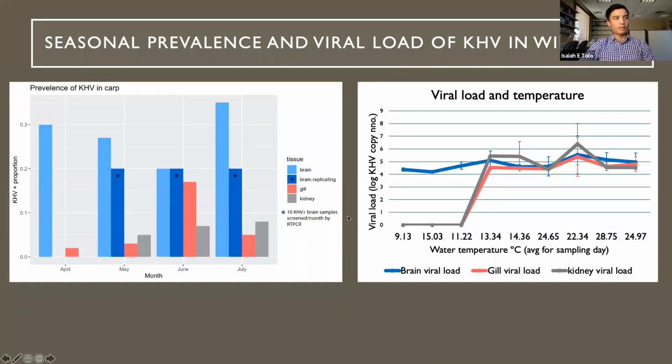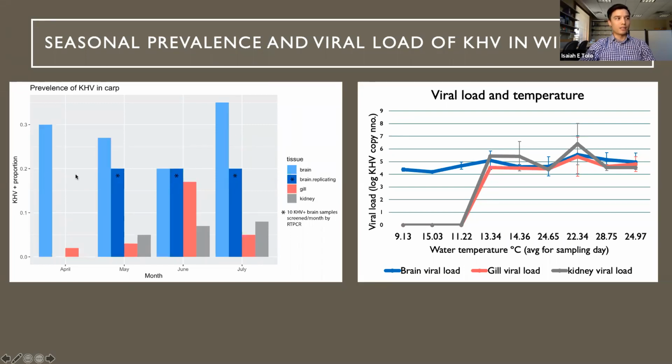Also, we found some interesting things about seasonal prevalence and viral load of KHV in wild carp. So looking at this left-hand chart, what we're looking at here is the proportion of fish that were positive for KHV in different tissues. And the different tissues are brain. We also looked at whether the brain infections were actually replicating or not. And then also gill in pink and kidney in gray.